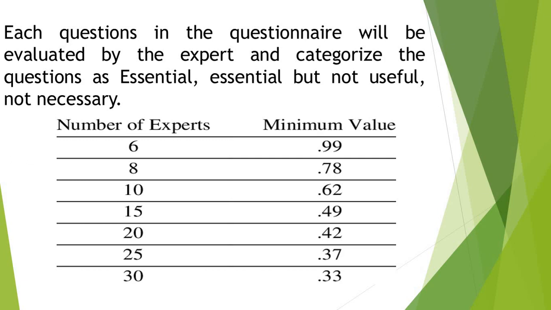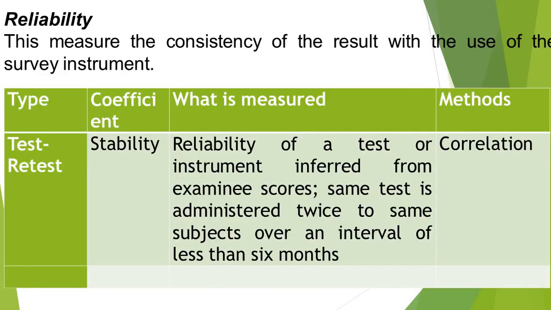0.99 or higher. Number of experts 8, the minimum value is supposedly 0.78 or higher. If the experts are 10, 0.62 or higher. Number of experts 15, 0.49 or higher. Number of experts 20, 0.42 or higher. 25, that's 0.37 or higher. And 30 experts, the CVR must be 0.33 or higher. So the higher the number of experts evaluating your questionnaire, the lower the minimum value required.